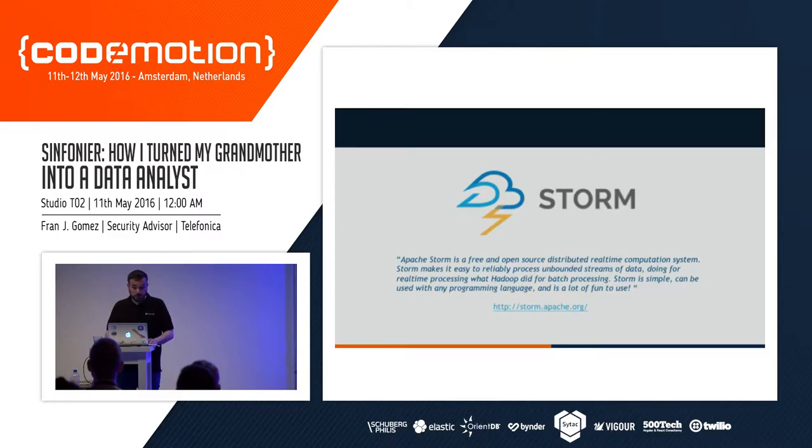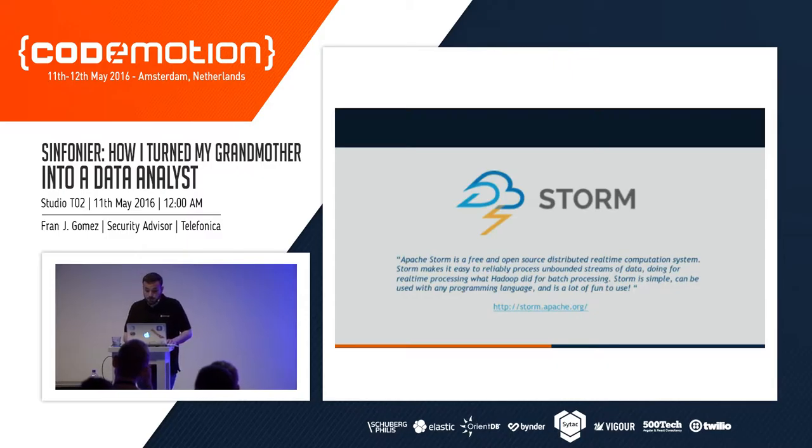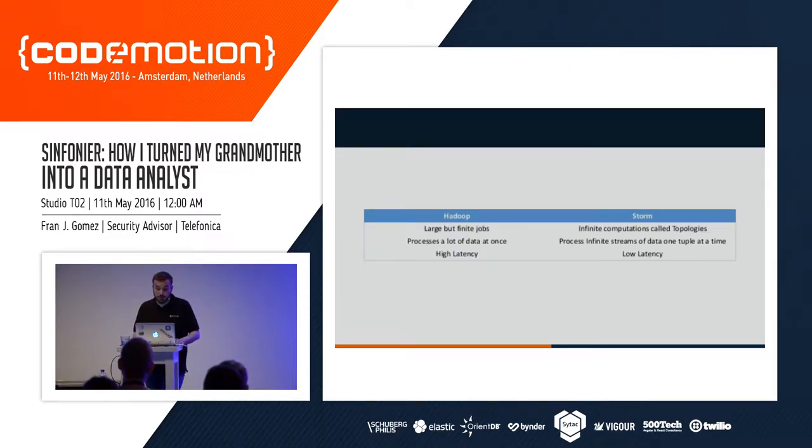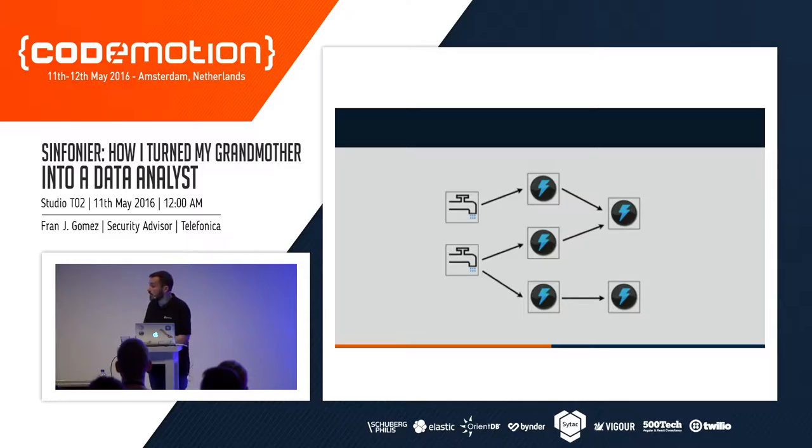Okay, Storm is an open source distributed real-time computing system. You can do processing in real time using this framework, and it's different from Hadoop technology because we have topologies that process streams in real time. It's an infinite processing, and we have low latency. This is how Storm explains what a topology is. You can see there are a few modules that get the information to the topology, the spouts, the first modules, and then you can process this information with bolts.